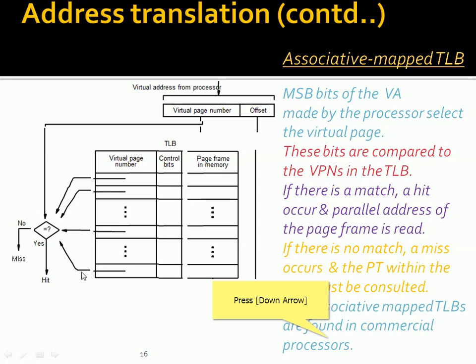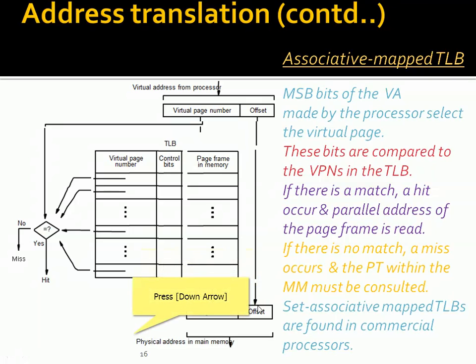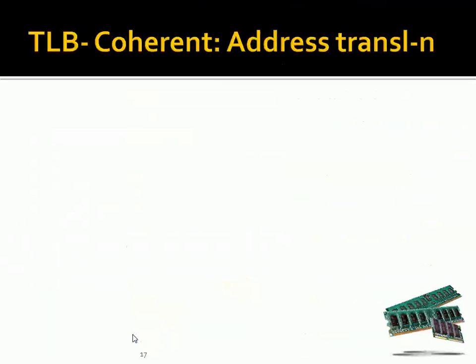Set-associative mapping TLBs are found in commercial processors, right? If a match occurs, then the page frame will be brought out and added with the offset, and altogether they will form a physical address in the main memory. If not, then it will go to secondary storage. There that byte may be available, and from there we have to bring it, right?